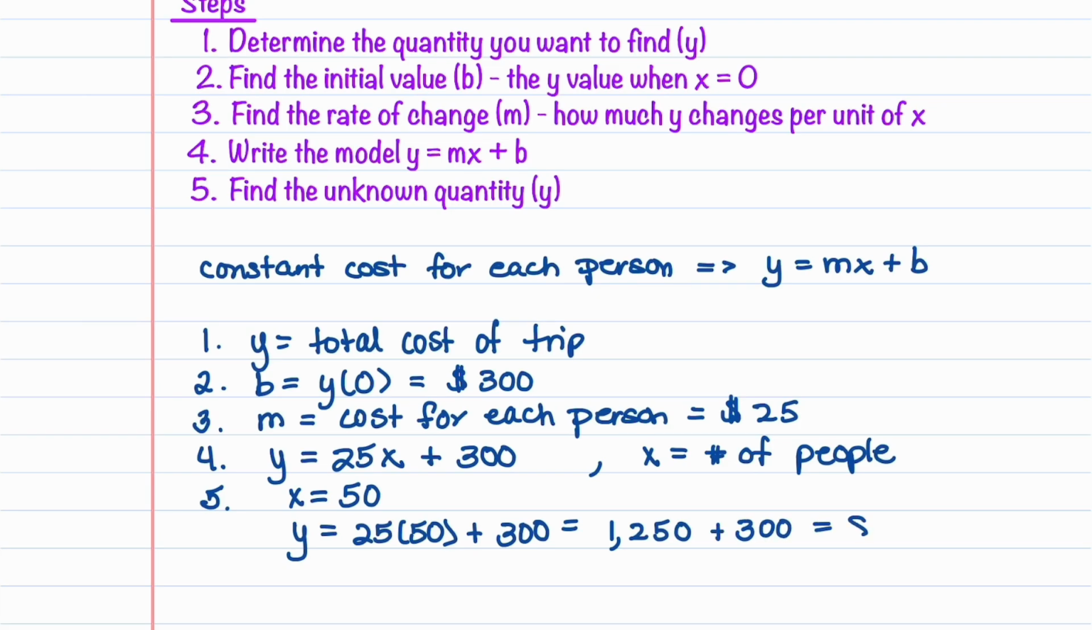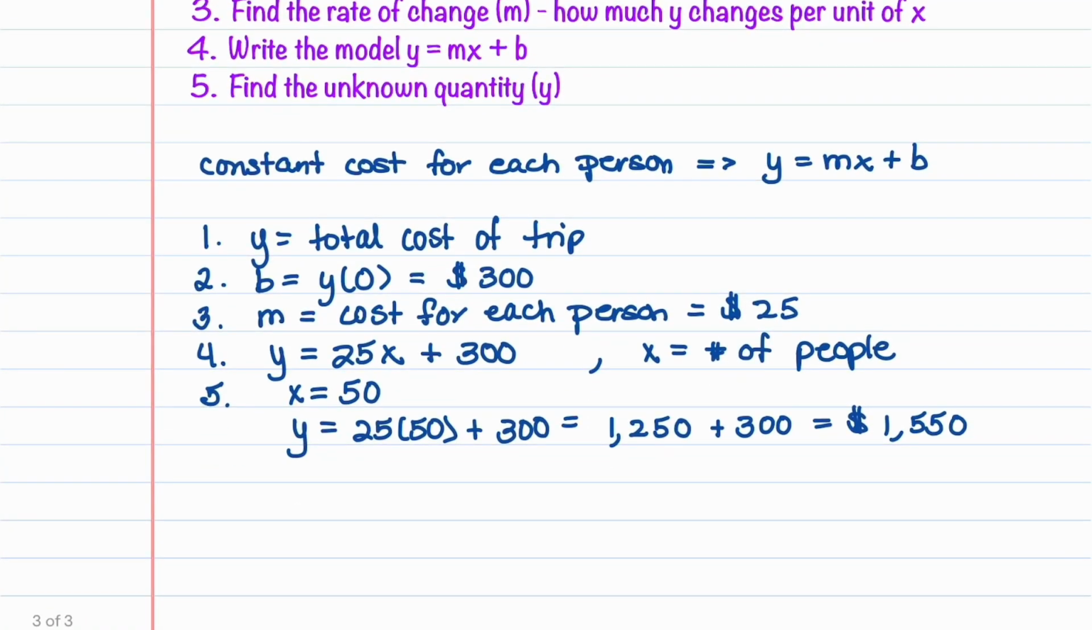And then we get a total cost. We're going to put units here, $1,550. So we can write down that the total cost of the trip is $1,550.